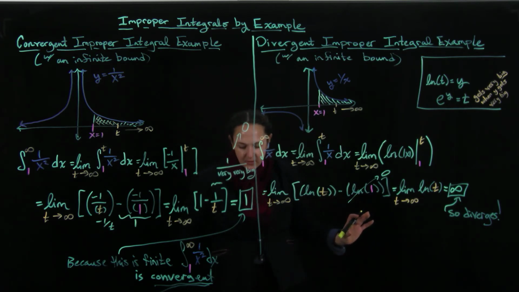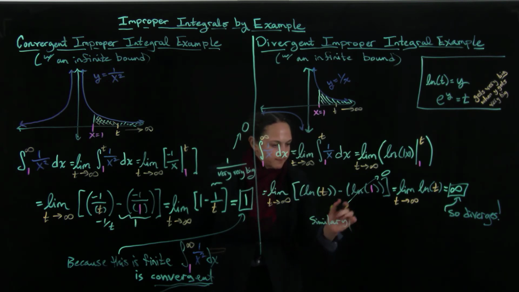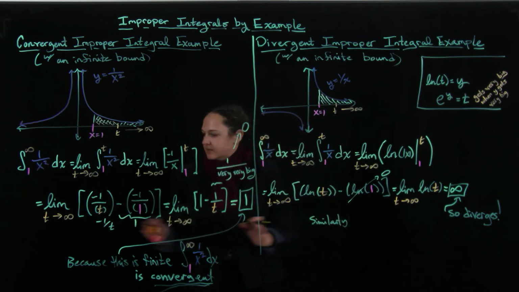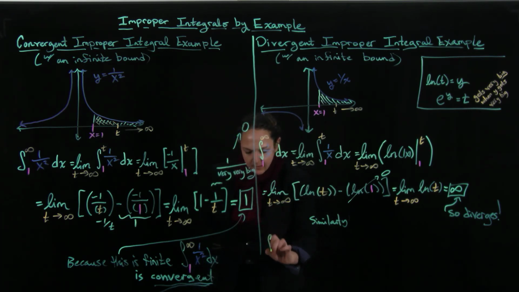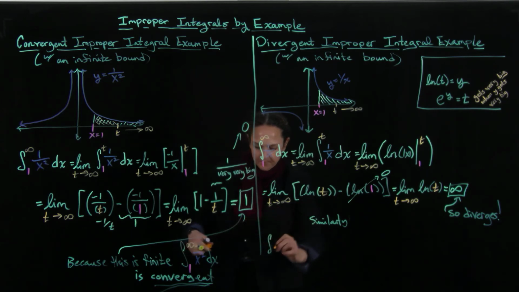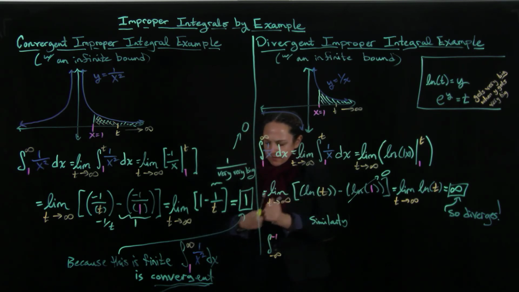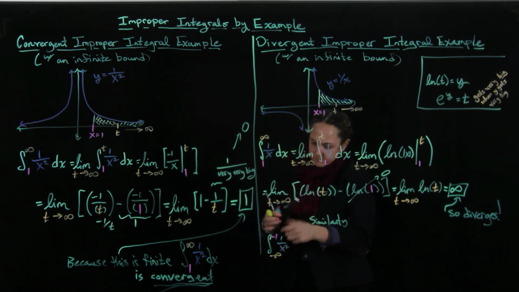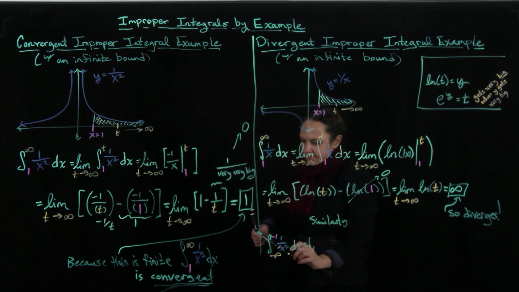Okay, so I want to make a similar remark. Similar to this one over here, we have that the integral from minus infinity to minus 1 of 1 over x squared dx equals 1, so it is convergent.